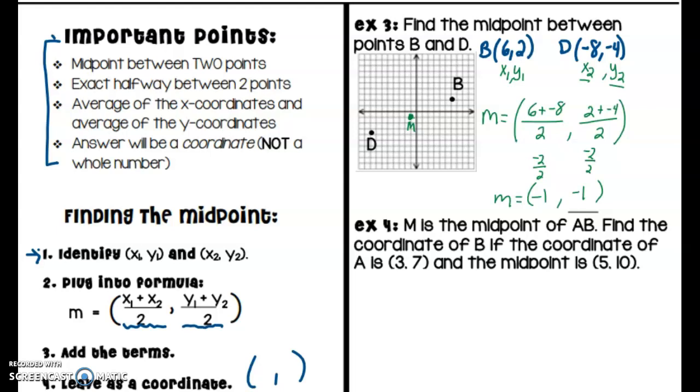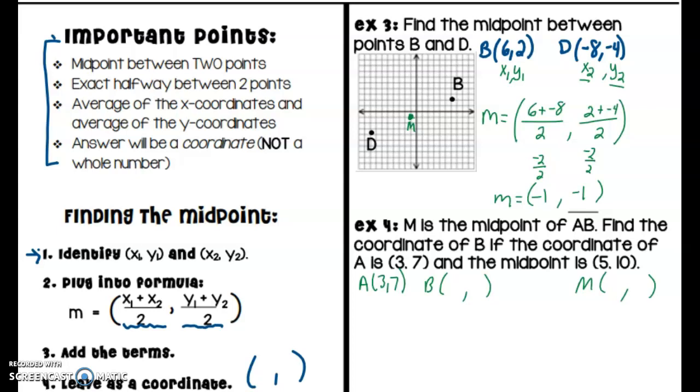All right, let's try this other example. This is a little bit harder. It says M is the midpoint of AB. So A is one endpoint, that's 3, 7. And then B is the other endpoint. And then M is the midpoint. So it says, find the coordinate of B.